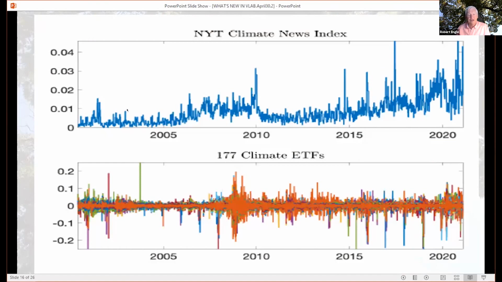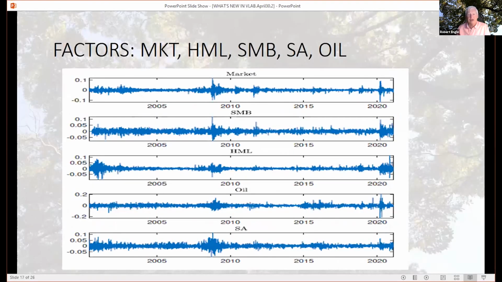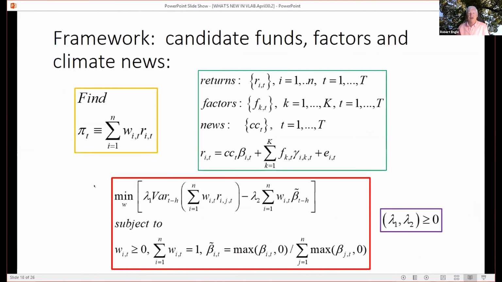Here's what the data looks like on the news. Here's what the data looks like on the 177 climate ETFs. Here are the data on these factors, the market, HML, SMB, stranded assets, and oil. So this is a fairly standard finance problem. What's not standard is the way we actually construct this portfolio. It's a weighted average of these 177 indices.